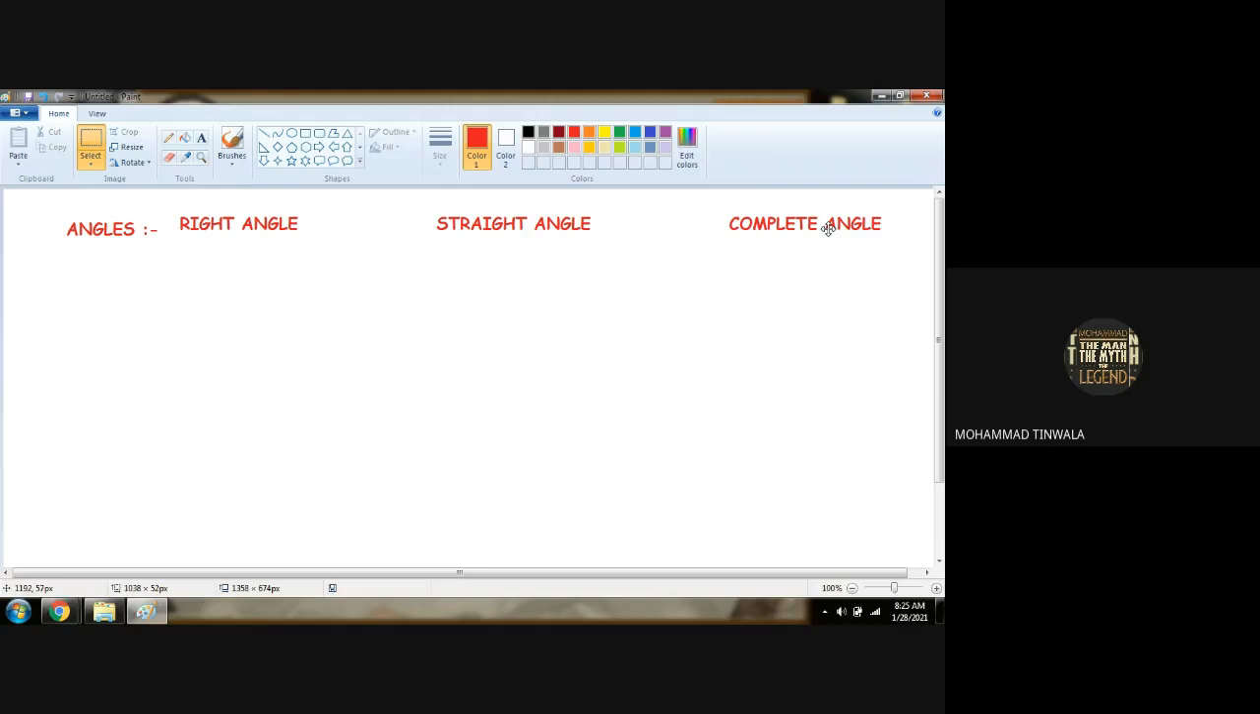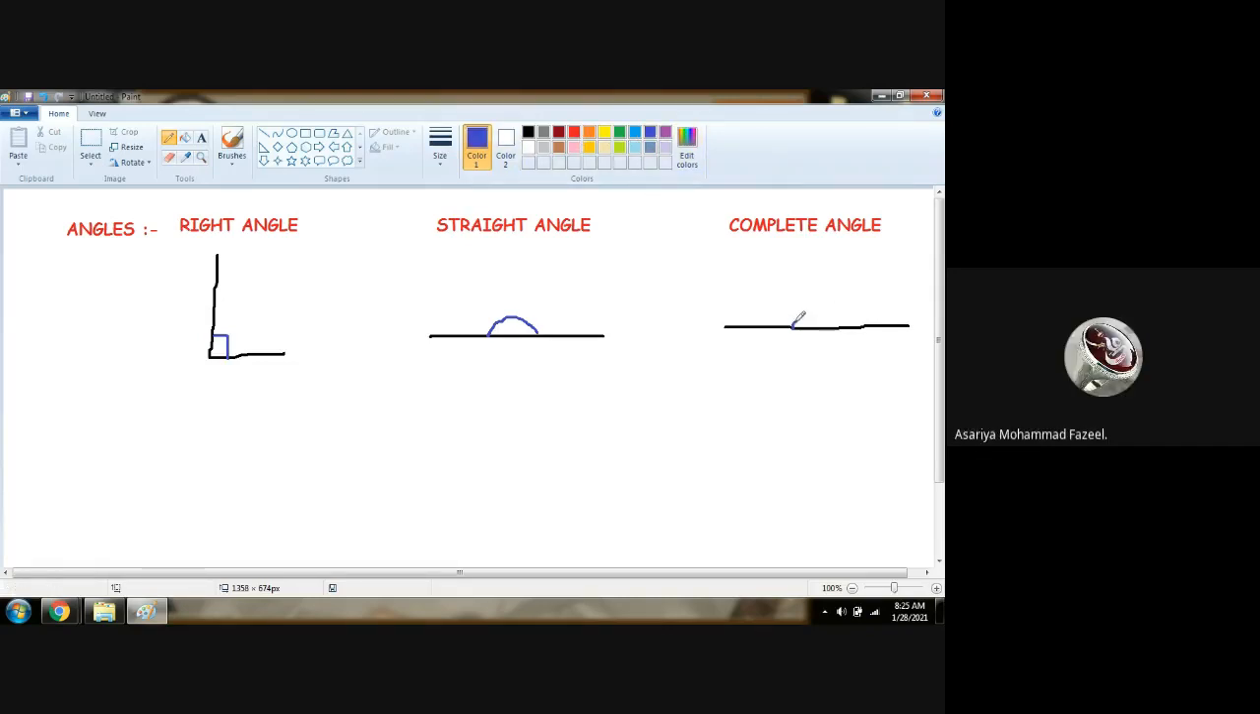So right angle, what did we know about right angle? Sir has taught us that the angle which forms 90 degrees is known as a right angle. Am I right or wrong? Yes, sir. Right. The angle which forms a straight line and a half circle is known as a straight angle. Am I right? In a complete angle, the line covers the full circle, not half circle, starting from the point and ending at the same point, and that is known as a complete angle.